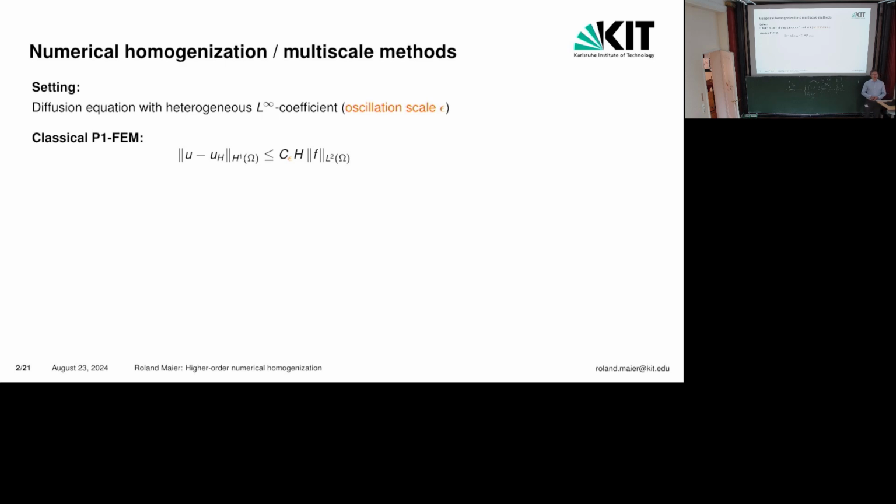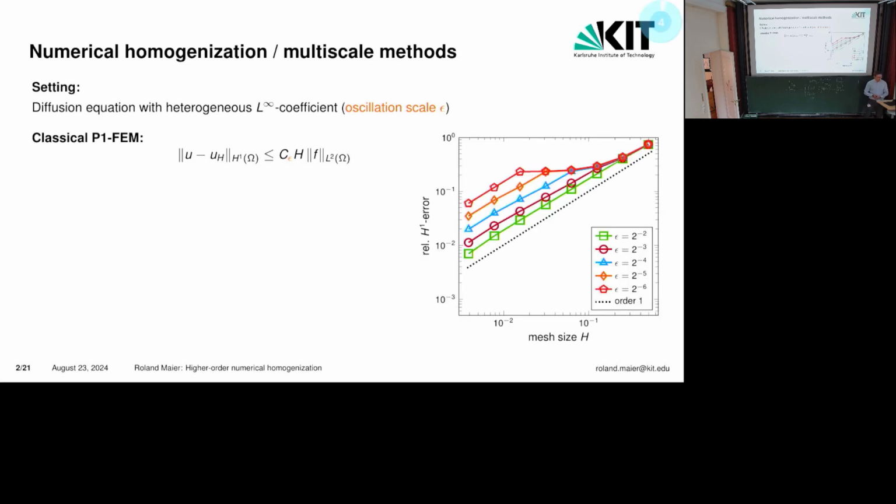If my coefficient is somewhat oscillatory on some scale epsilon, there will be some epsilon dependence popping up. So in particular, think of some smooth coefficient that is oscillatory on the scale epsilon, then this here basically is something like 1 divided by epsilon, which is of course not very good if you want to approximate on a rather coarse scale. And we see this quite nicely in this plot.